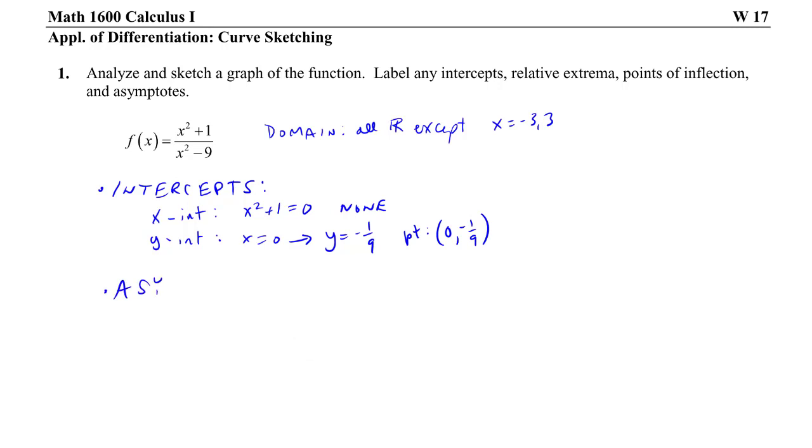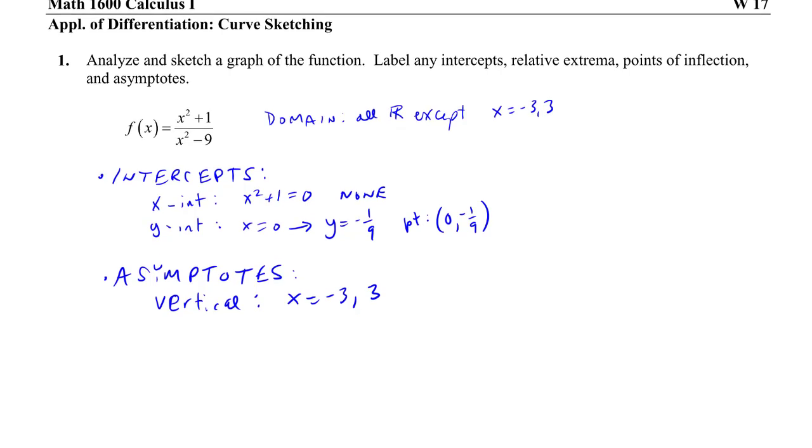All right, asymptotes. As far as asymptotes, let's look for the vertical. Again, we'd be looking for places where the denominator is 0 and the numerator is not, and that's what we're getting at x equals -3 and 3.